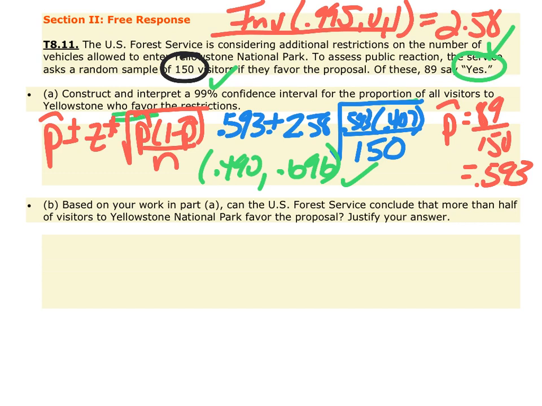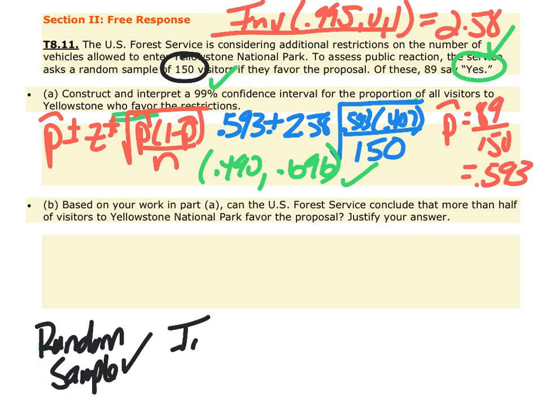So let's go down here, in just this lower part of the screen. Let's actually check for the randomness, independence, and normality. In this case, for random, it was a random sample. Just say random sample. We're good. They did state that, but you do have to state that. For independence, was independence met? Remember, we're looking for the population to be greater than 10 times the sample size.